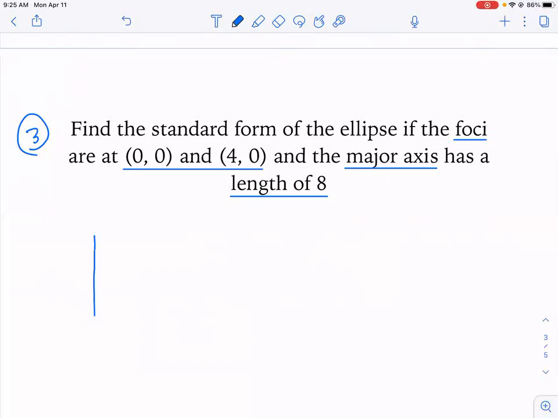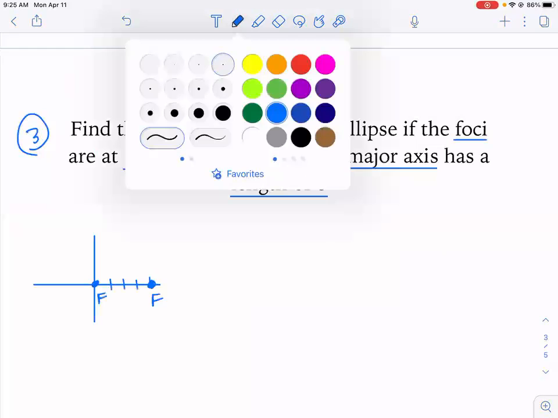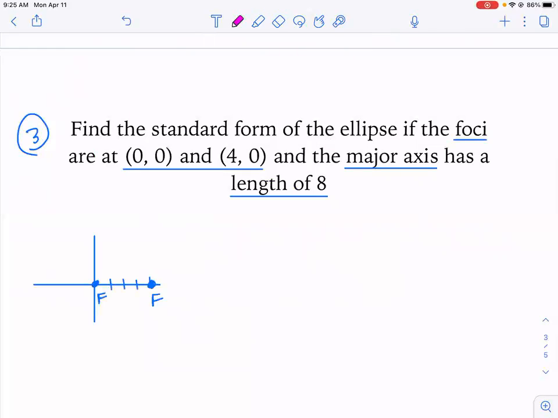Okay. So our foci are 0, 0, and 4, 0, right? Okay, that tells us a lot of information right there. First of all, is this horizontal or vertical? Horizontal, because our foci are horizontal from each other. So we know that we're going to have x minus h squared over a squared plus y minus k squared over b squared.